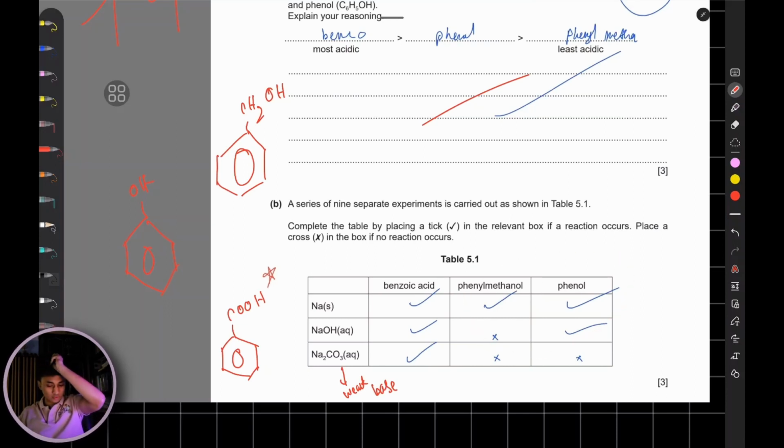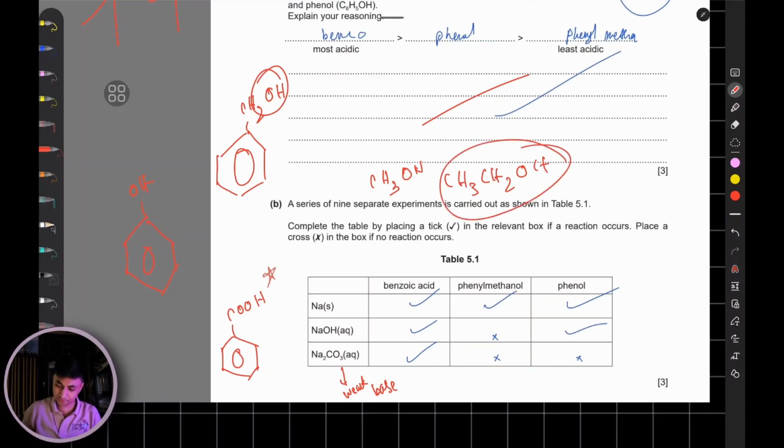Now, in case of phenylmethanol, notice phenylmethanol, this is alcohol group, hydroxy group attached into the long chain. Now, in case of typical alcohols like CH3OH or CH3CH2OH, notice these only react with reactive metals, right? You should know this from AS level. So these type of molecules or alcohols will only react with reactive metals such as sodium. These will not react with aqueous NaOH or alkali. It won't react with alkali.